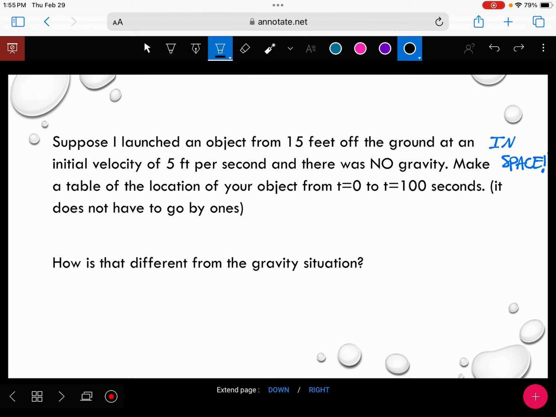Okay, so if spaceship me throws a ball at 5 feet per second, we're wanting to figure out what's going to happen as time goes on and how is it different than the gravity situation. See if we can figure out what's going to happen with no gravity, so we're in space. What happens to the ball? So think about it for a second. My minus 16x squared equation is not in play here.